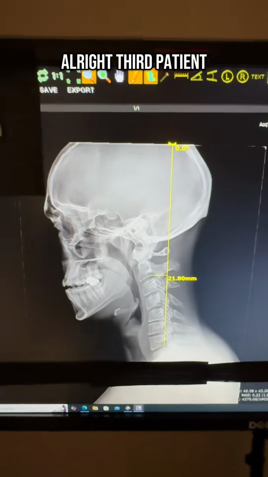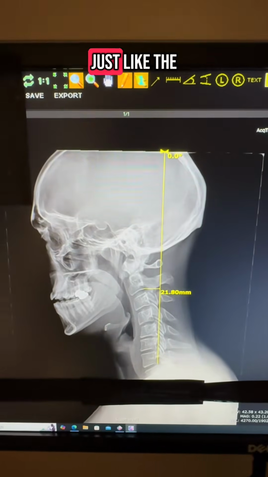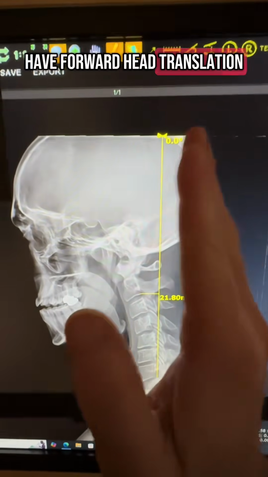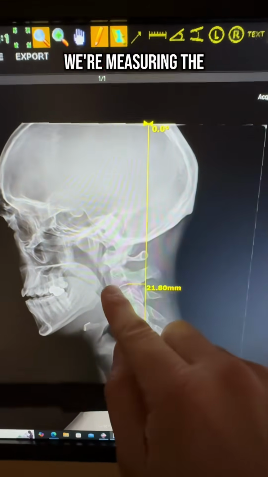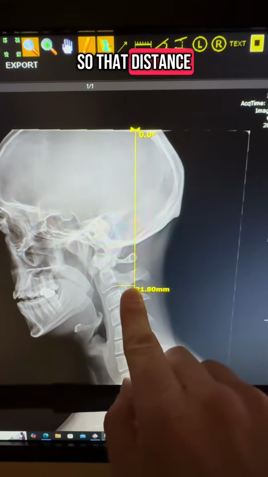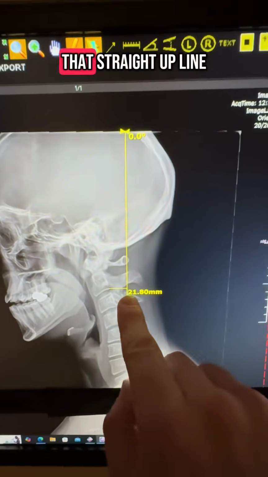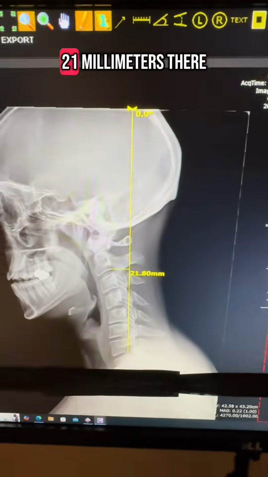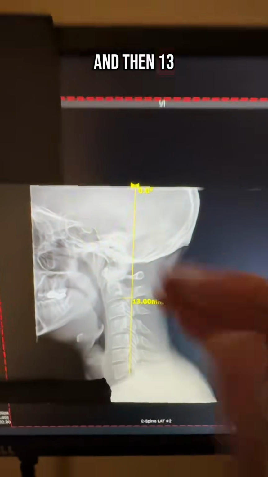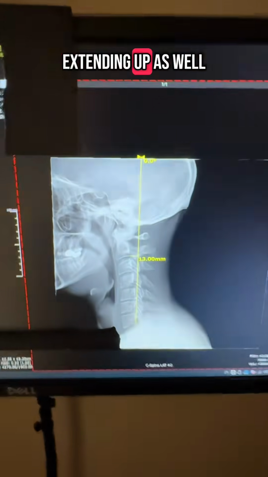All right, third patient. So mid-30-year-old, neck pain, headaches, just like the last one. We have forward head translation. I drew a line straight up from the C7. That is midline. We're measuring the forward head translation, so that distance between the back of C2 to that straight up line. Before picture, after picture. You can see we were at 21 millimeters there and then 13. And you can visually see him extending up as well.